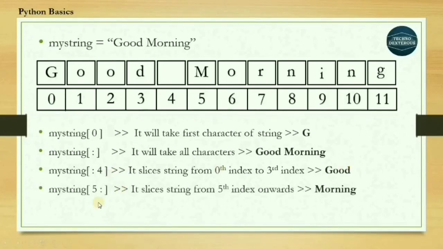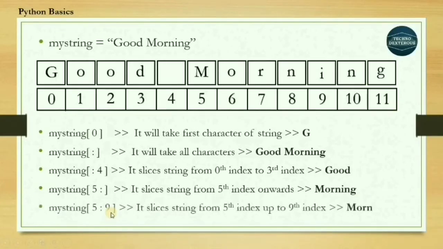My string square bracket 5 colon, it will get all the string characters from the 5th index of the string, and we will be getting the output as morning. My string square bracket 5 colon 9, it slices string from 5th index up to the 9th index. The character capital M is present at the 5th index, so it will take the characters present from the 5th index to the 8th index. The output will be mon.